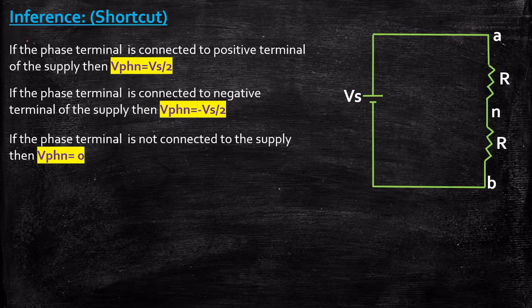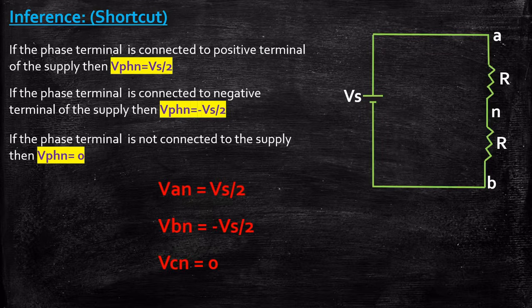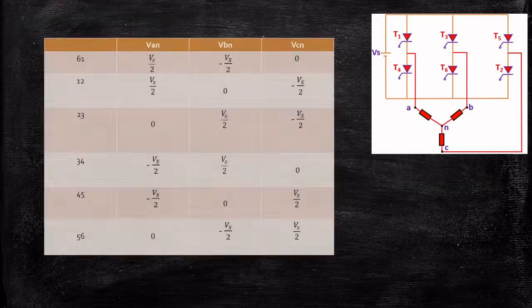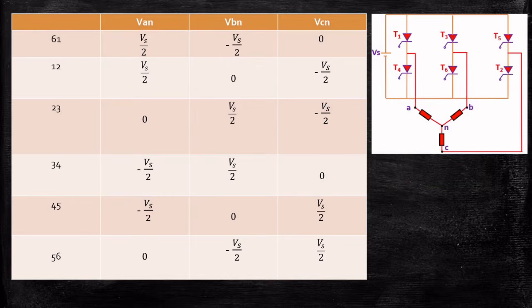If you understand this point, for any conduction sequence, you will be able to write the values. So VAN is equal to Vs by 2, VBN is equal to minus Vs by 2, and VCN is equal to 0. Now we are going to write the table. So similarly, as we saw, when 6 and 1 was conducting, VAN was Vs by 2, VBN was minus Vs by 2, and VCN is equal to 0.